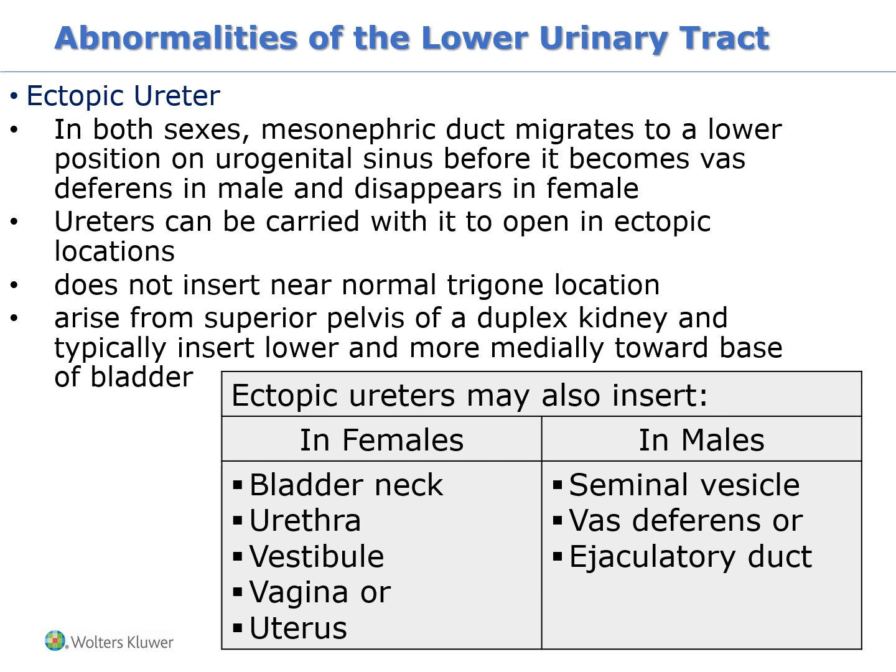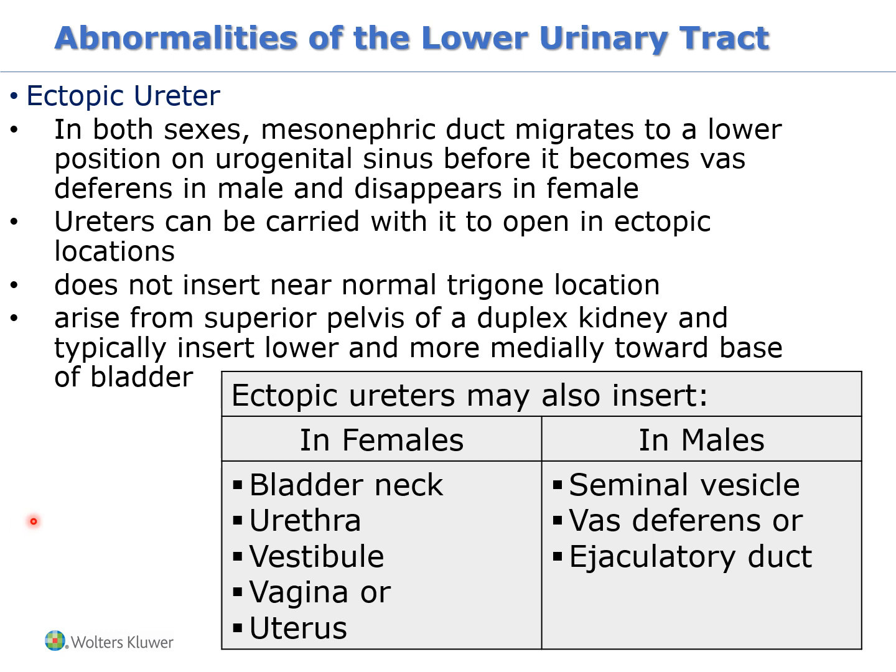Well, when the mesonephric duct is migrating to its final position, especially in the male, the ureters can be carried with it. And as it pulls those ureters, it can pull them either too far or not far enough and cause the ureter to settle in an ectopic location. So in this particular case, that ureter then would not insert near the normal trigone area, but would insert somewhere else.